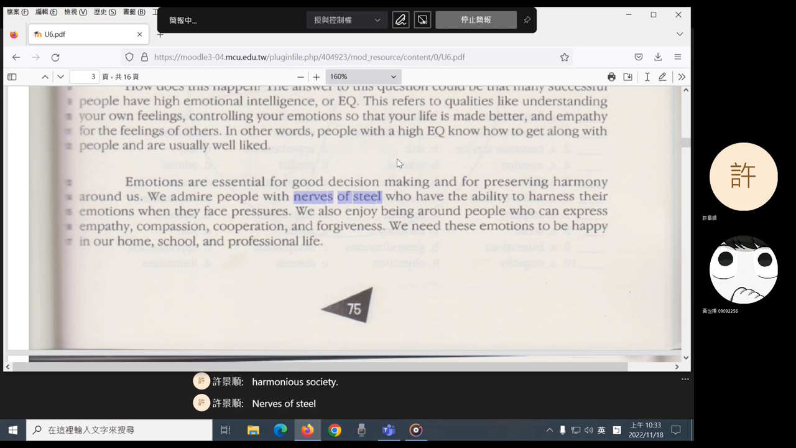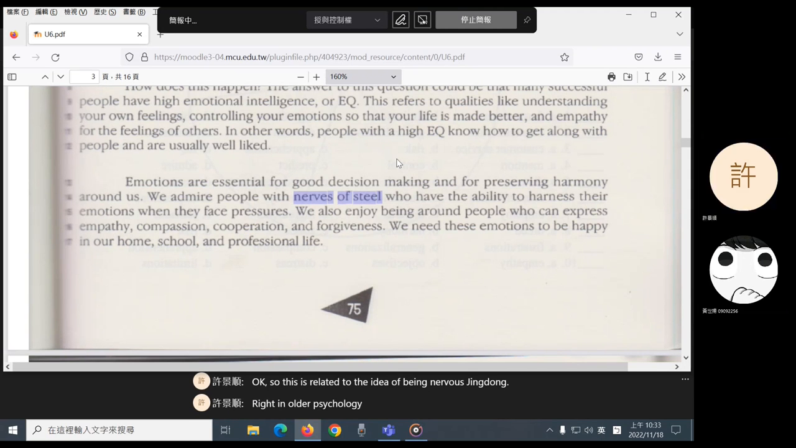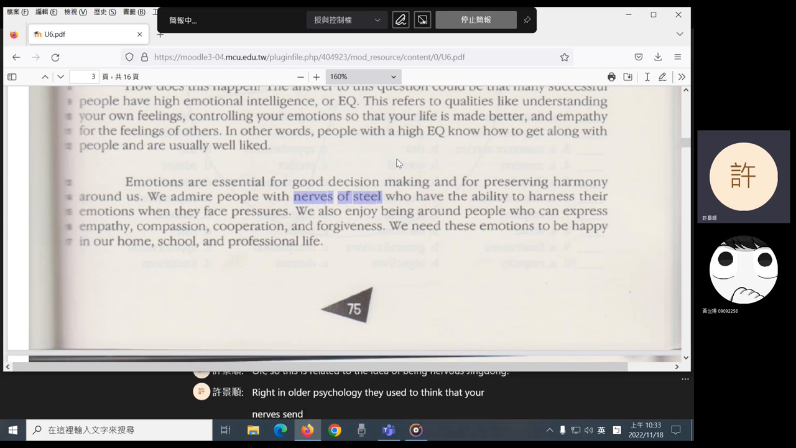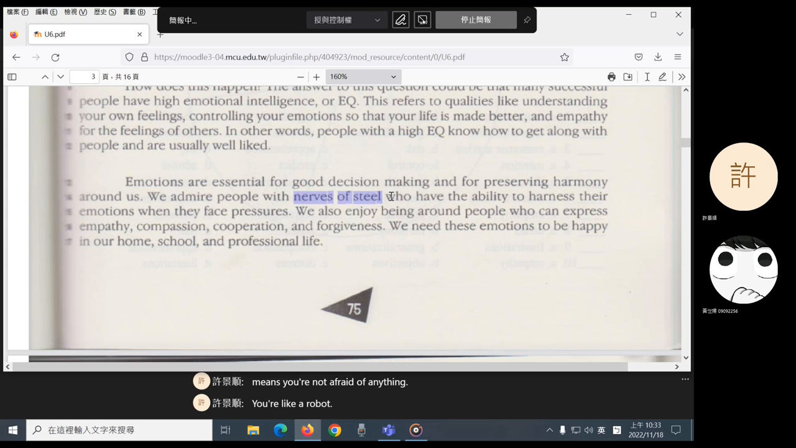Nerves of steel. Okay, so this is related to the idea of being nervous, 紧张, right? In older psychology, they used to think that your nerves, 神经, were directly related to your feelings about anxiety and nervousness and courage and bravery, these kinds of ideas. Today we know it's not that directly related. But from that period, we got the idea of nerve and nerves related to behavior and attitudes. So if you have nerves of steel, 刚做的神经, that means you're not afraid of anything. You're like a robot.